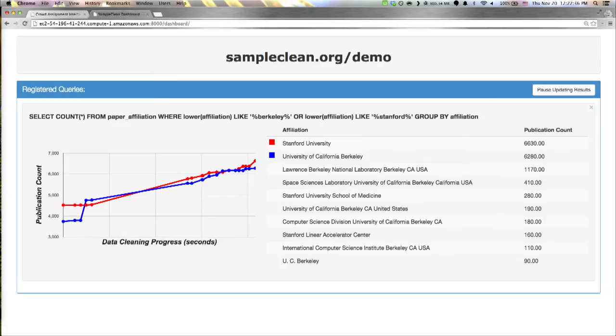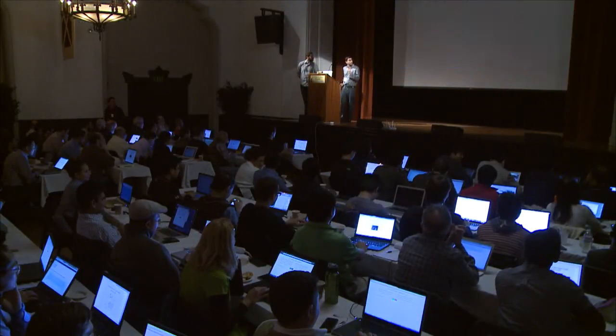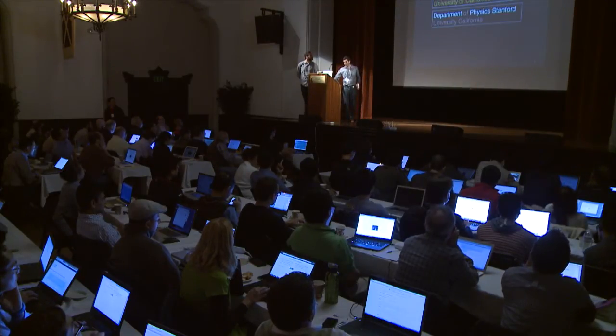Stanford won. This is actually a hard decision. It's a hard thing, and the counts are very close, so we thought it would be a great example of why you need data cleaning. If you were to look at the raw data, it's very hard to make this decision.